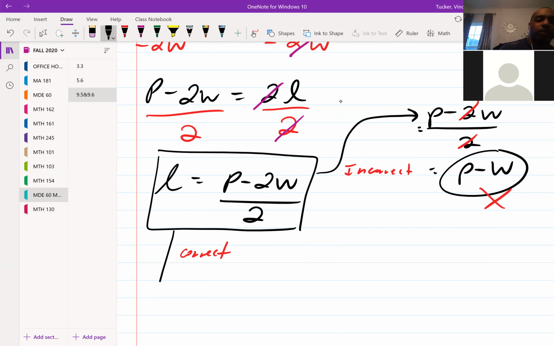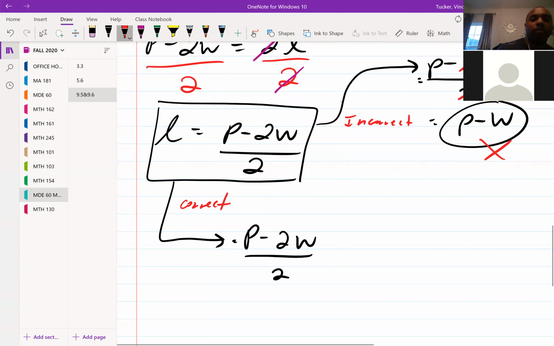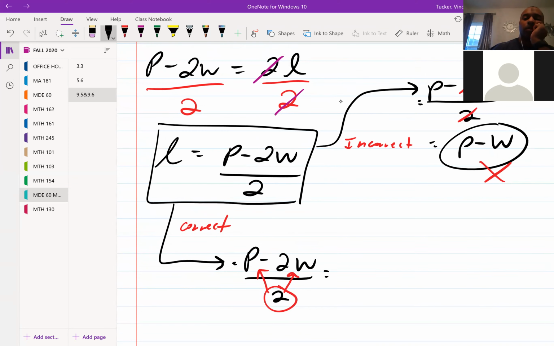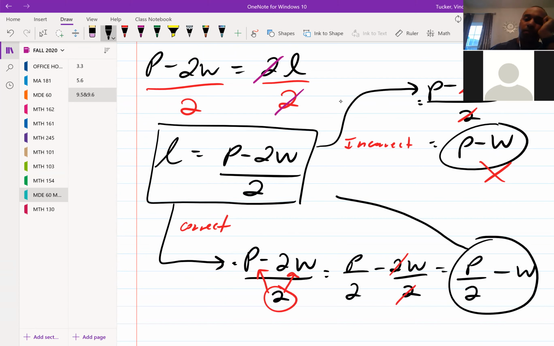All right, so the correct way of doing this is that if you do want to cancel out or reduce or simplify, whichever term you want to use, whatever's in your denominator has to go into each term that's in the numerator. So that would actually be P over 2 minus 2W over 2. Now those 2's can cancel, but that still leaves a 2 that's under that P. So this would be another way of expressing that phrase.